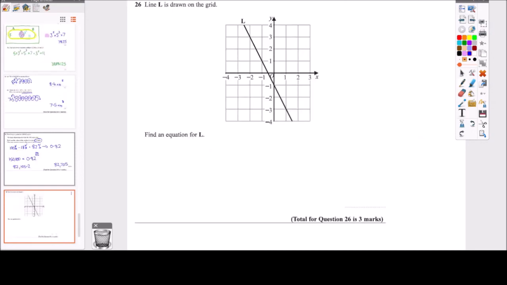Question 26. So whenever you're asked to work out an equation of a straight line, just write down y equals mx plus c to help you gather your thoughts. Now c is where the line crosses the y-axis, and we can see it's crossing the y-axis at -1. So -1 is going to be the final part of our answer, and that will be a mark.